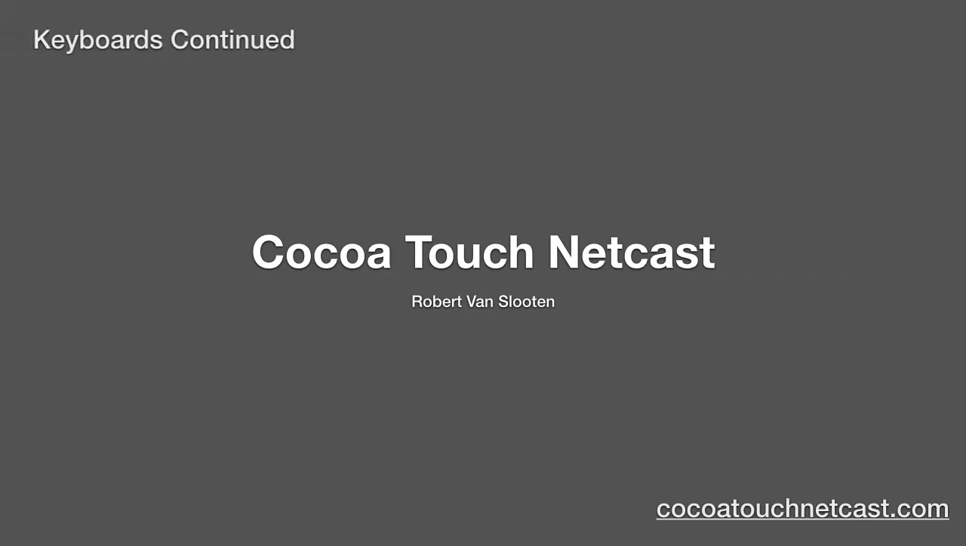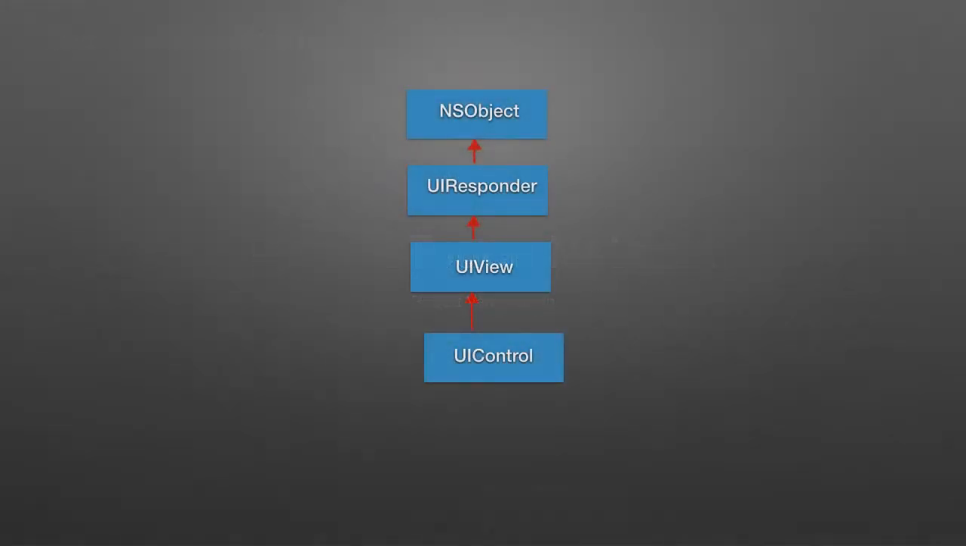This episode, we're going to finish our discussion of keyboards. You may remember this inheritance hierarchy from the UI kit episode. A UI control inherits from a UI view. That means that a control has all the characteristics of a UI view. So anything a view can do, a control can also do.